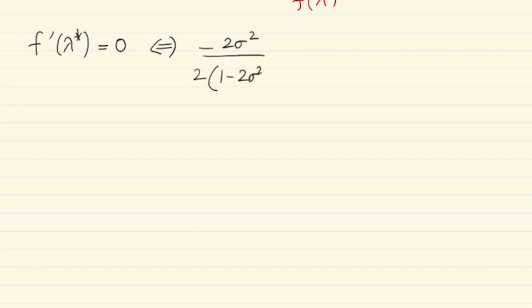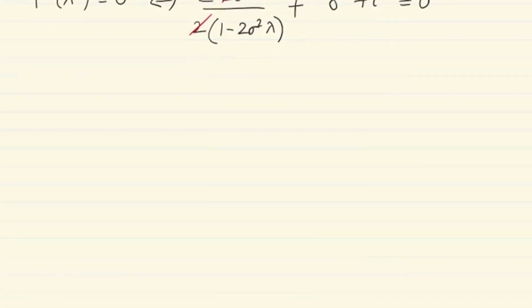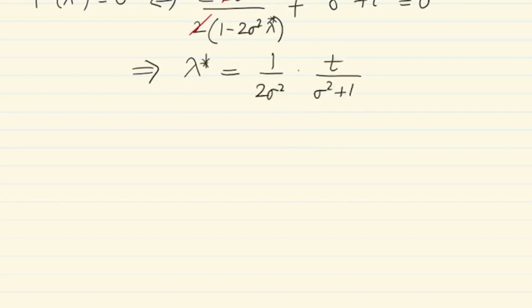So how do we do that? We will differentiate f and set it to 0. So f prime at lambda star equal to 0 is equivalent to saying minus 2 sigma square by twice 1 minus 2 sigma square lambda plus sigma square plus t equal to 0. So you have a cancellation here, and finally what you will get is that lambda star is just going to be 1 over 2 sigma square times t over sigma square plus t.